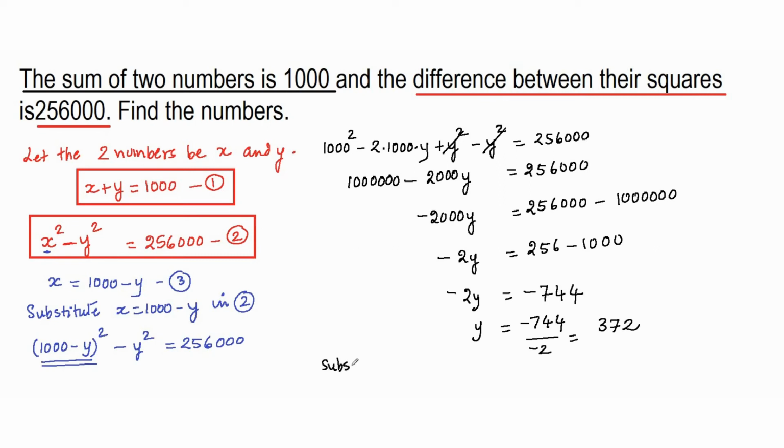So substitute y as 372 in, say, the first equation, you will get x equals 628. So in both cases the answers exactly matched. In the first method, I used a square minus b square is a plus b into a minus b to find the value of a minus b, and I used those two equations to solve for x and y. Whereas in this case, I have made the substitution, and using a minus b the whole square, I was able to solve this particular question. So I am pausing for a couple of minutes for you to take a look at it, and then we will continue.